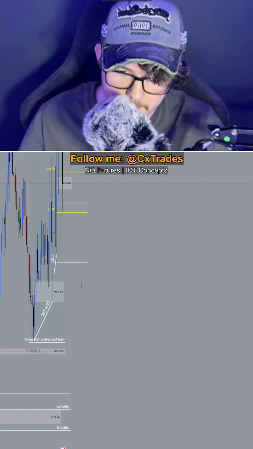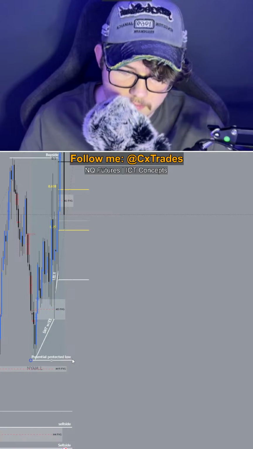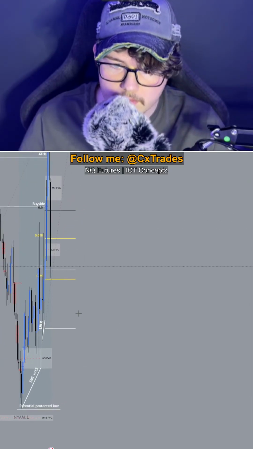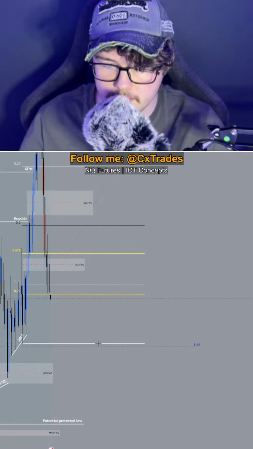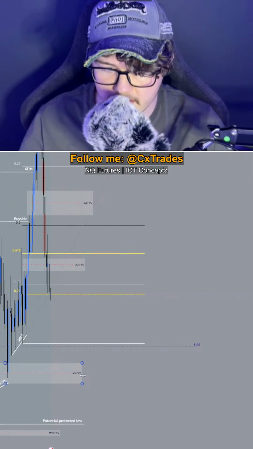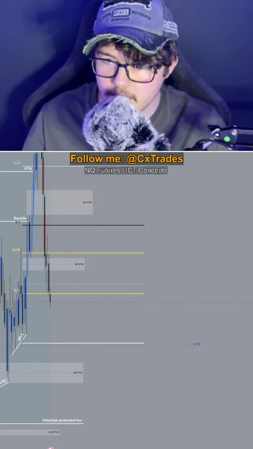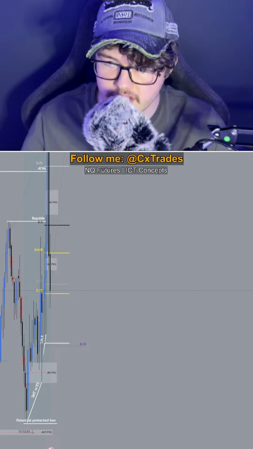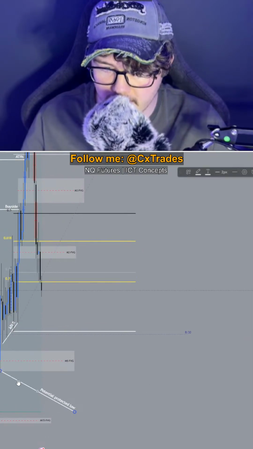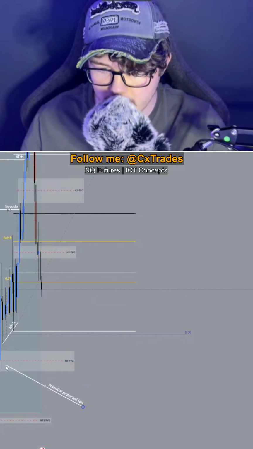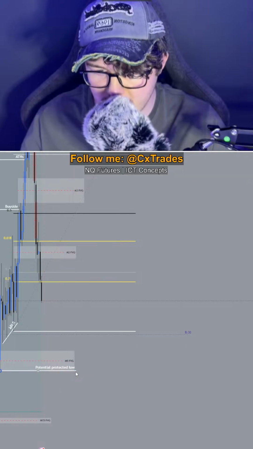Potential, because I'm not sure. Remember, we do have this 5-minute here too, which we also swept the low inside of, so this one actually should be protected. I have more confidence in this one being protected than I do the other one. And if it violates this, then I'm going to expect lower prices.